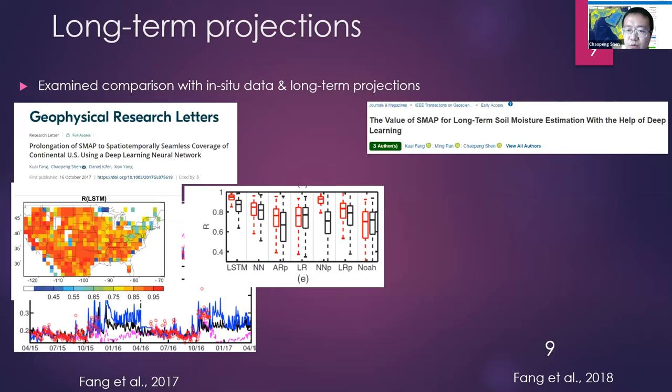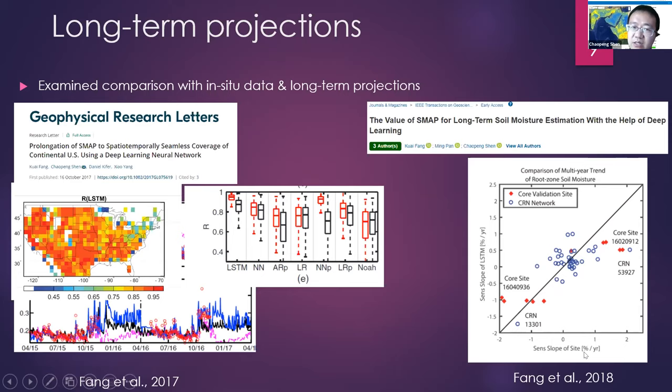So we tested this. We trained our model using 3 years of data. Then we tested the Sen trend slope for another 3 years. On the x-axis, that's the Sen slope of in situ data. On the y-axis, that's the Sen slope of the LSTM. So this is multi-year trend, and those are evaluated in the test period. So the training data, we never saw this data in the training period. So you can see that we're doing a reasonably good job of capturing that trend.